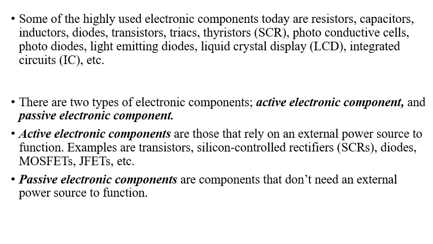There are two types of electronic components. These are mainly active electronic components and passive electronic components. The active electronic components are those that rely on an external power source to function. Examples are the transistor, silicon controlled rectifiers, SCR, and MOSFET. Passive electronic components are components that do not need an external power source to function.